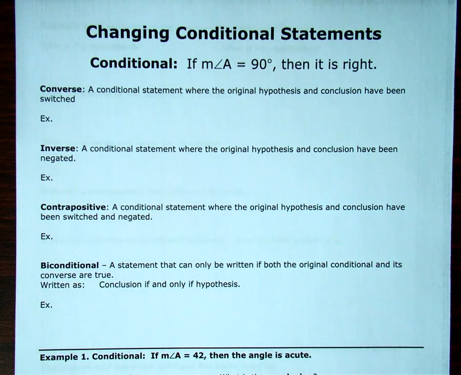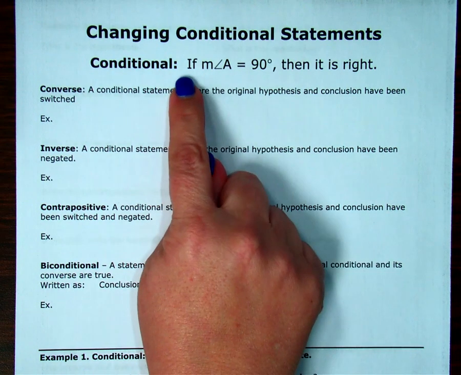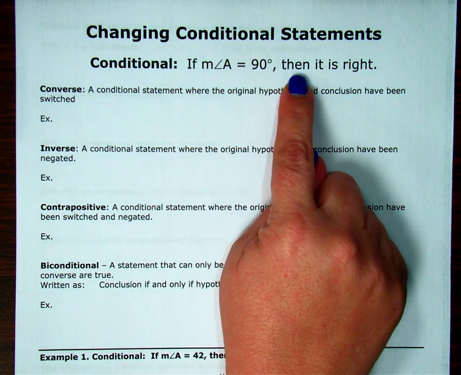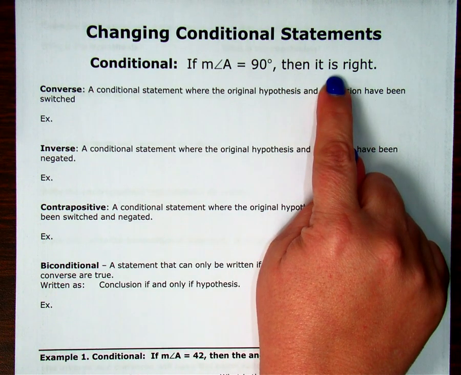Today we're going to look at changing those conditional statements we looked at in the last lesson. So we're starting with a conditional. If the measure of angle A equals 90 degrees, then it is right. So I have if, my hypothesis, then my conclusion.